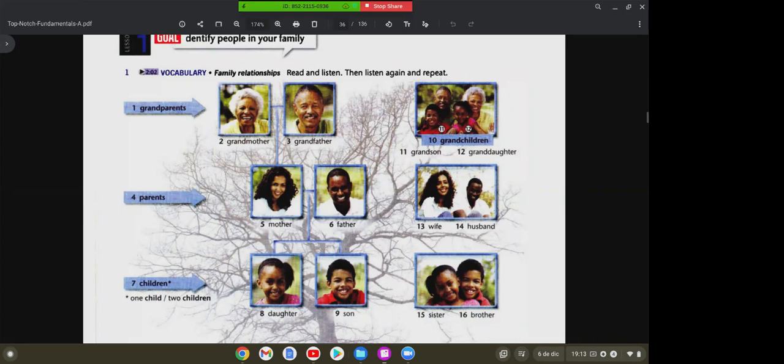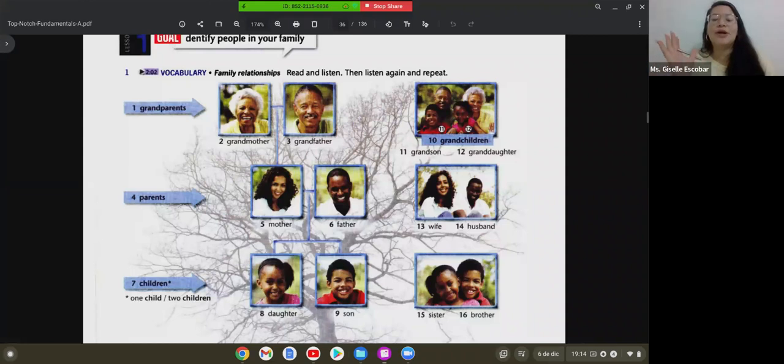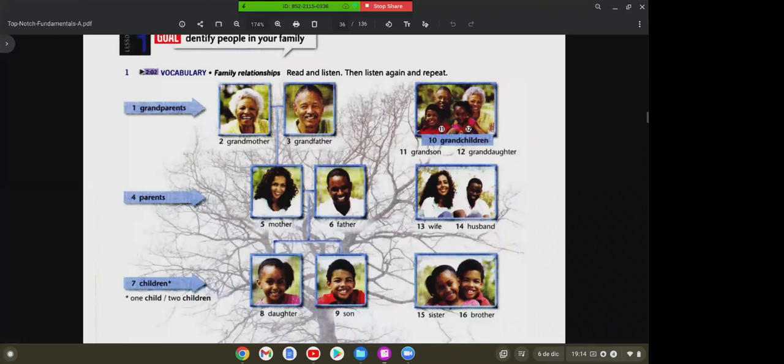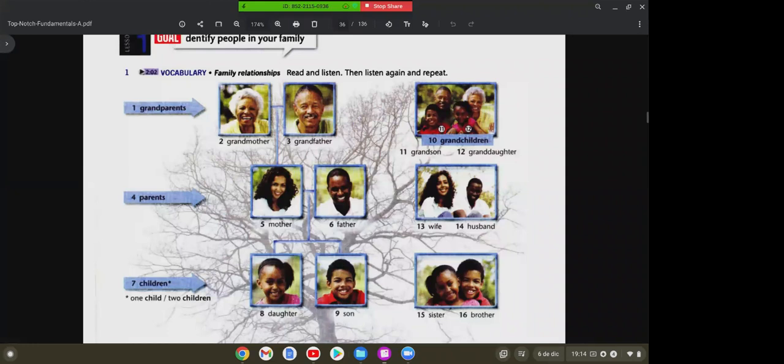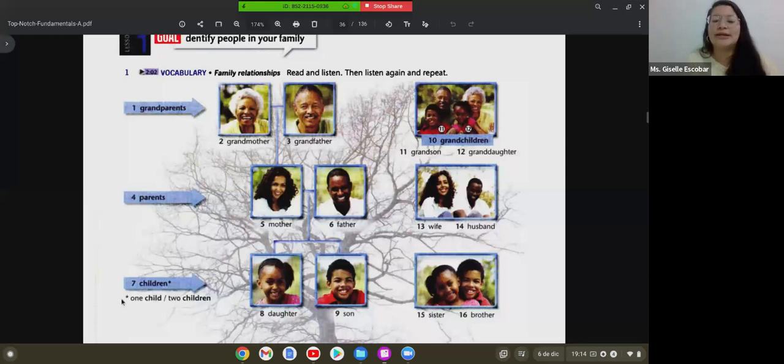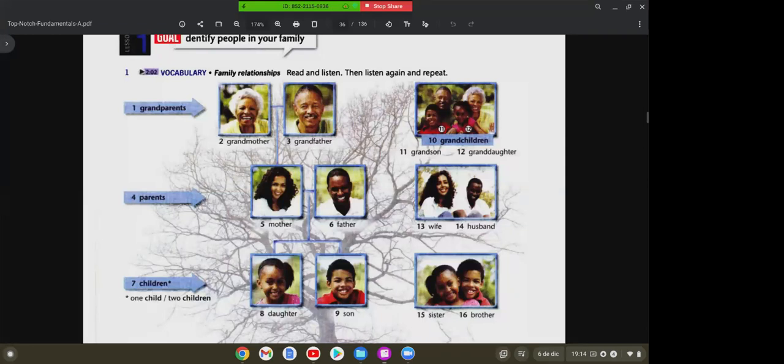Okay, repeat. Parent. Parents. Mother. Which other way do we have to say mother? Mom. Okay, number 6, father. Father. And we can also say dad. Dad, exactly. Number 7, children. Children. Perfect.